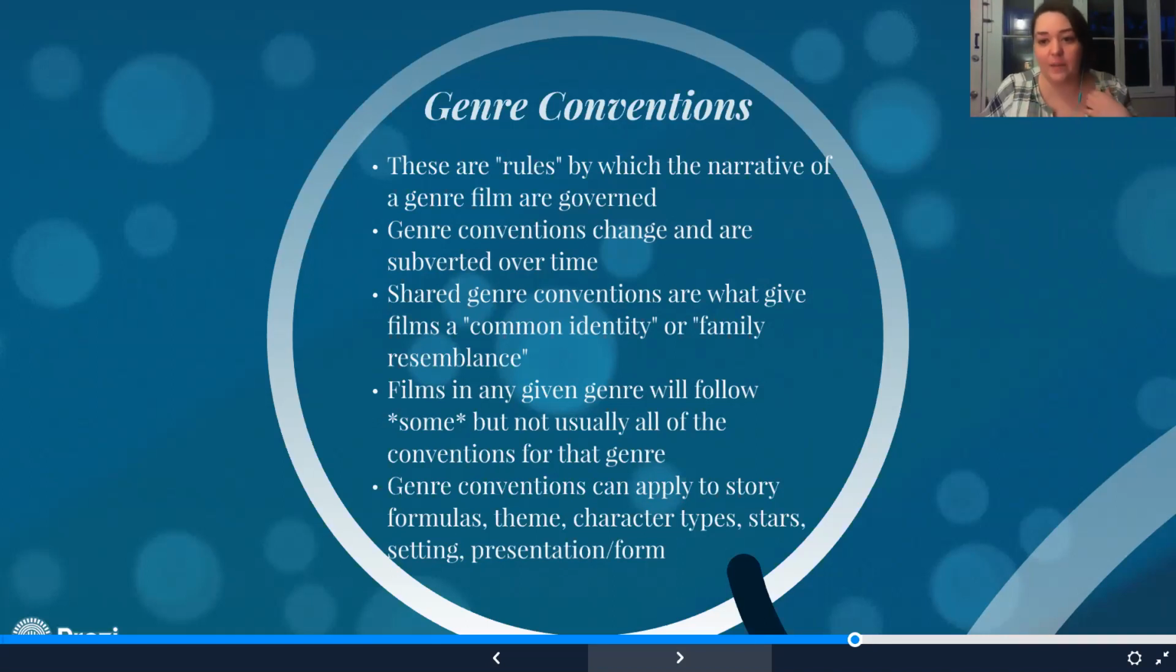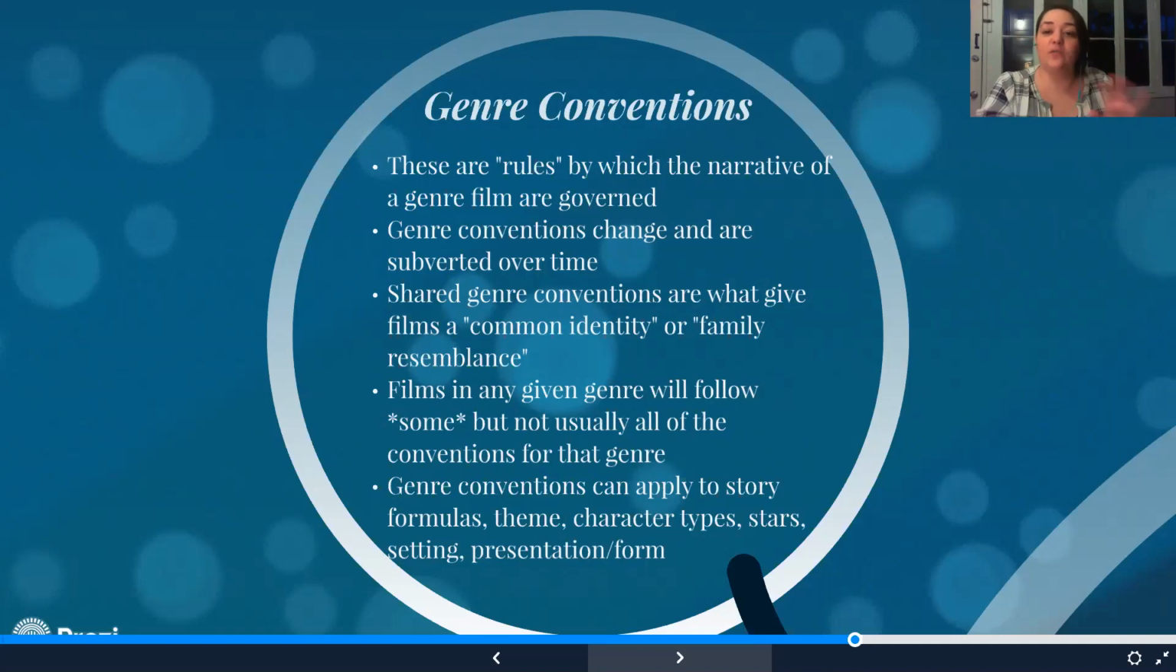This thing is likely to happen. This thing will follow this other thing. Now, conventions themselves change and are subverted over time. So what is standard? What is normal in a horror film in 2018, for example, is going to look very, very different than what was standard or what was normal in a horror film in 1942. Right? The conventions have changed over time.